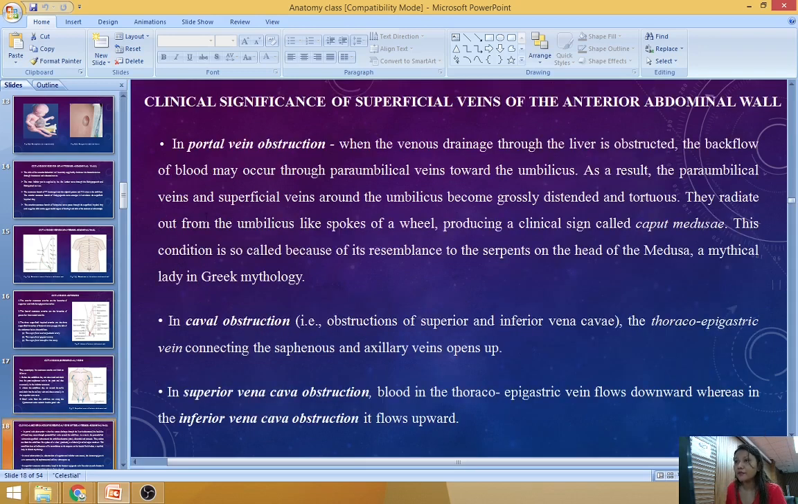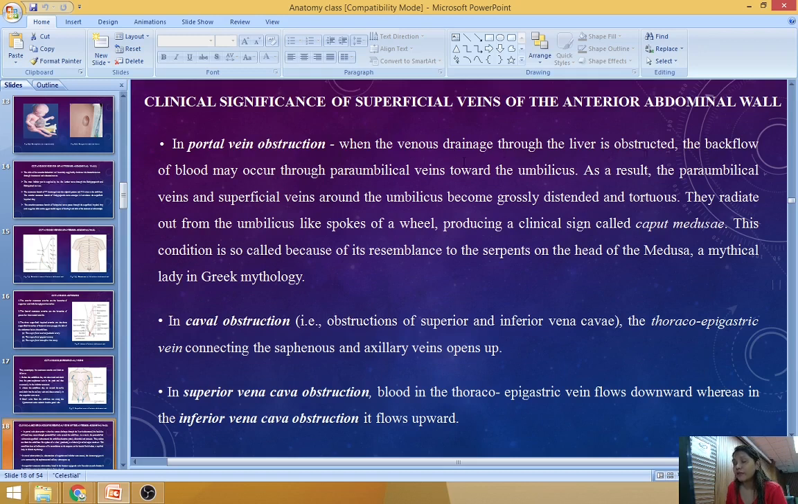Why is it important? Very, very important is portal vein obstruction. In exam you might get a short note on portal vein obstruction or portocaval anastomosis. Very, very important topic. Or even if you don't get it, sometimes you have to write it under clinical importance. So what is portal vein obstruction? It is when the venous drainage through the liver is obstructed.